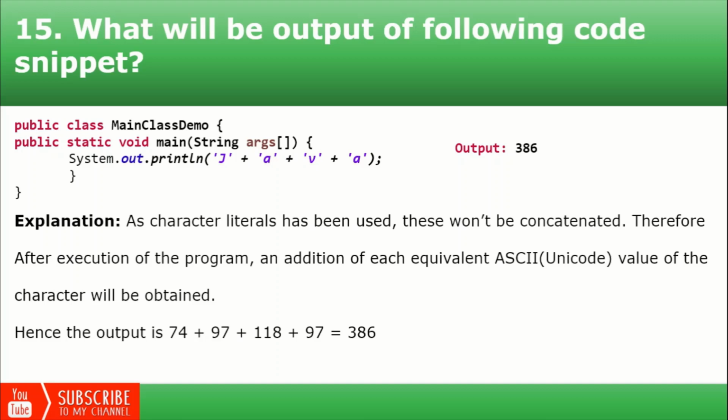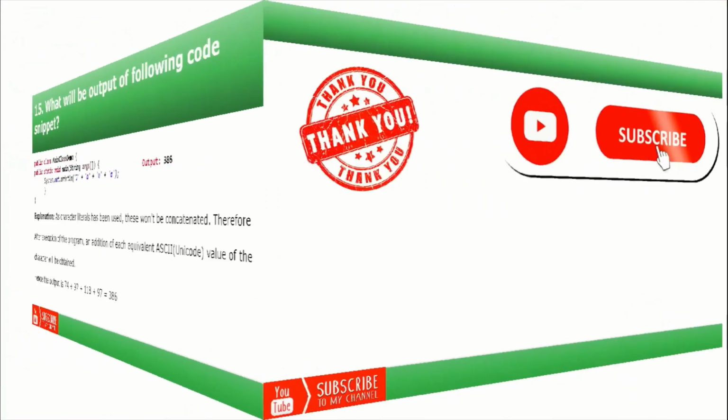So what will happen? The ASCII value of J will be calculated, which comes out to be 74. Then A, V and A similarly. All those values will be added because those are integers. In that way, the output for this code will be 386. This can be a very tricky question in the interview. It is very simple, yet most of us can go wrong in this.